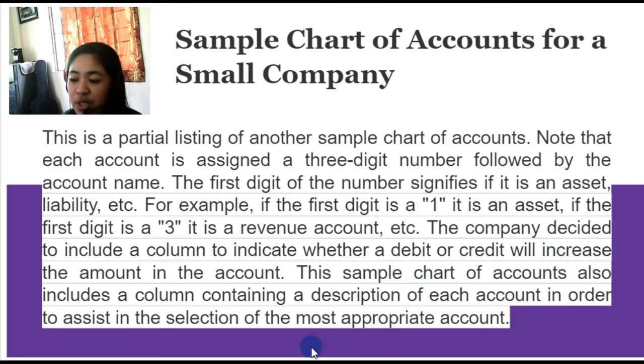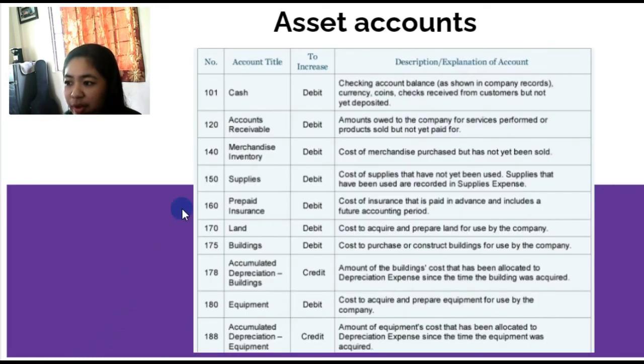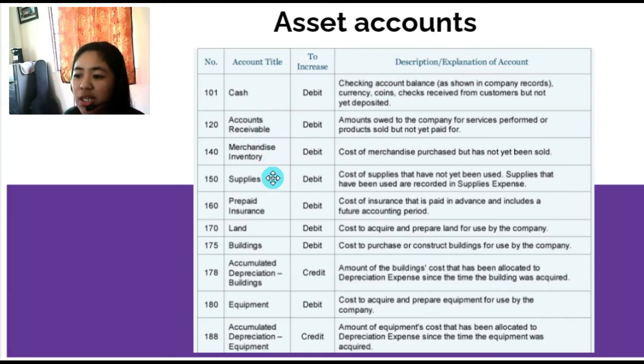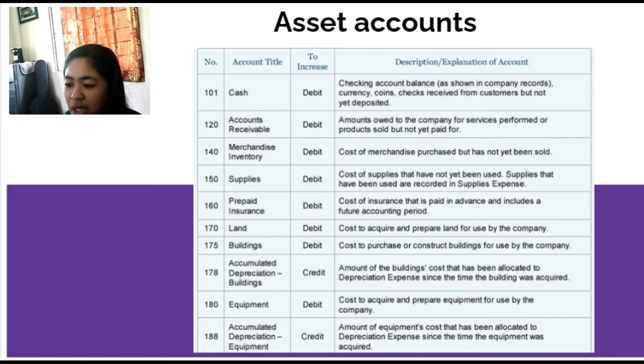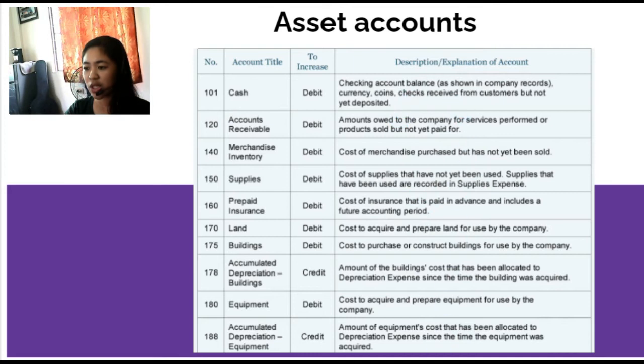a column containing a description of each account in order to assist in the selection of the most appropriate account. So we have here the sample of assets accounts. Includes the cash, accounts receivable, merchandise inventory, supplies, prepaid insurance, land, buildings, accumulated depreciation to buildings, equipments, and accumulated depreciation for equipments. So we have here the descriptions. You can read it in your screen.